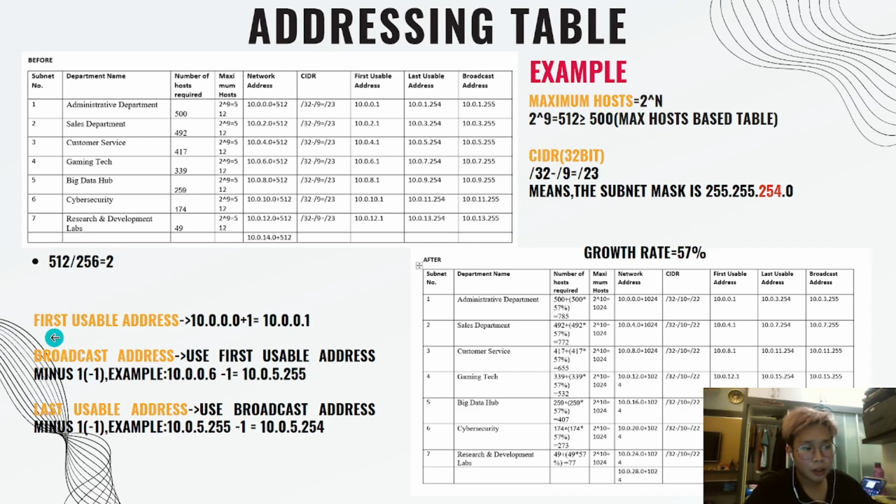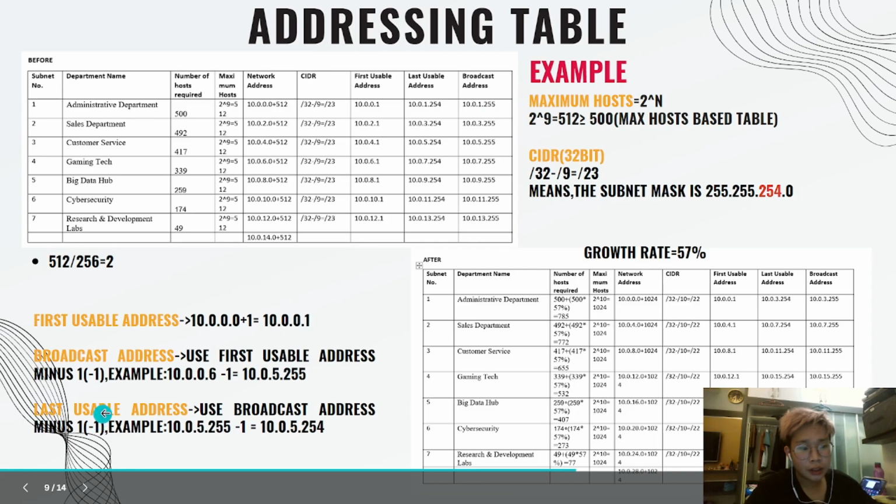Okay, so first usable address. It just uses the network address plus 1. For example, 10.0.0.0 plus 1 equals 10.0.0.1. Broadcast address. How to calculate this? We use the next network address minus 1. For example, for the sales department, the network address is 10.0.2.0. So we minus 1, and the result will be the broadcast address of the administrative department. So 10.0.2.0 minus 1 equals 10.0.1.255.